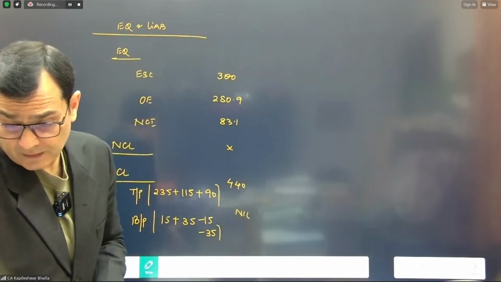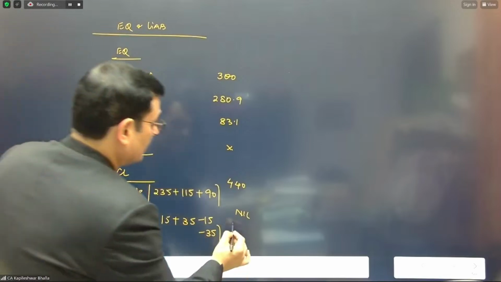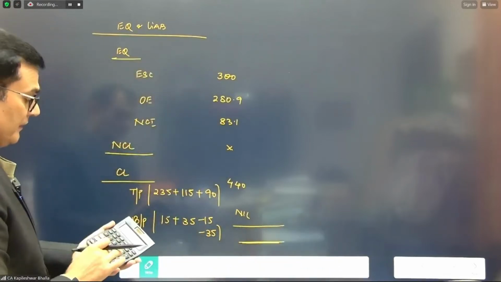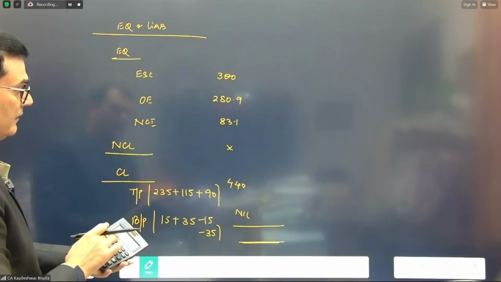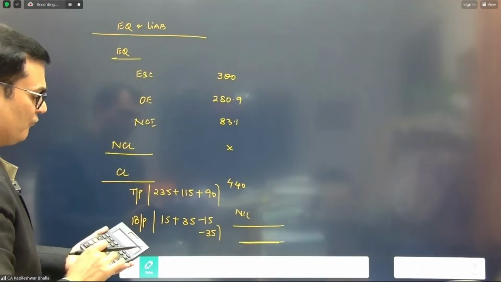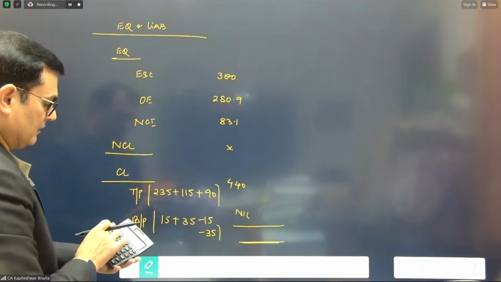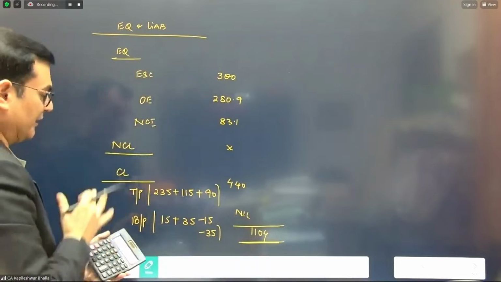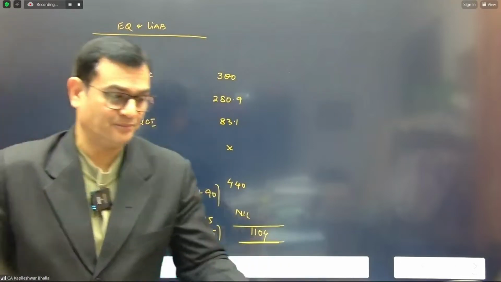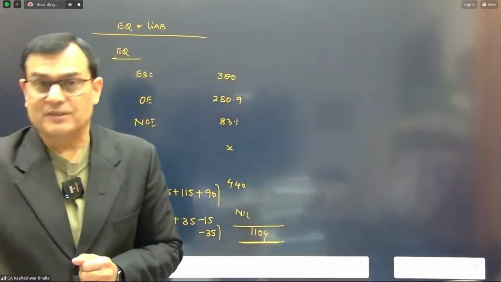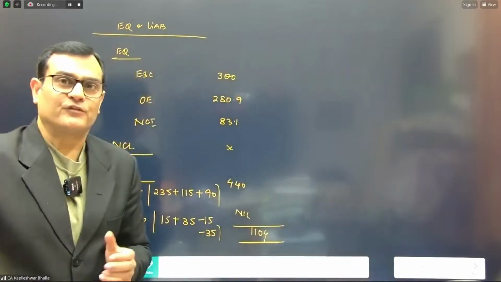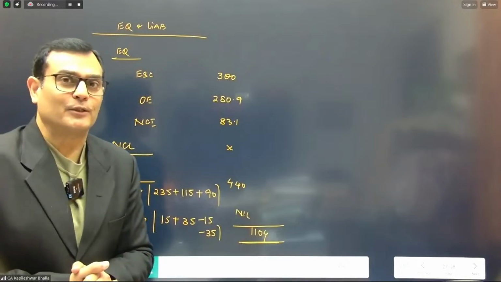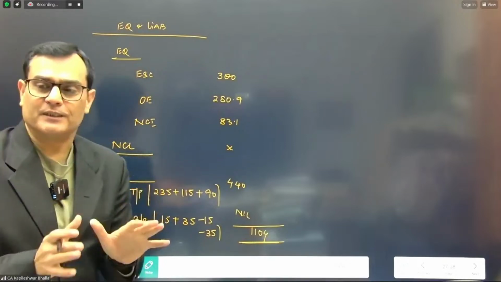Okay, I think that's it. Nothing else is given. So we can see if the balance sheet agrees or not. So 300 plus 280.9, 83.1 and 440. So this works out at 1104. Wow, the balance sheet agrees on this. I think it's taken us almost 1 hour 20 minutes doing that particular question. Looks scary, but that was more to understand the logic. But I think you've now fairly understood things.